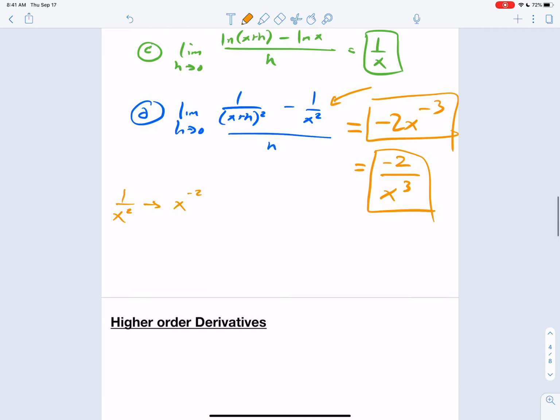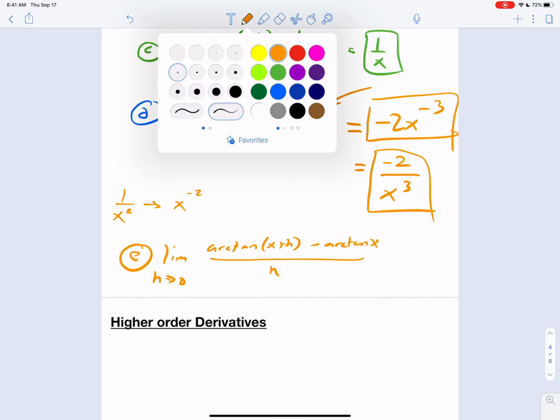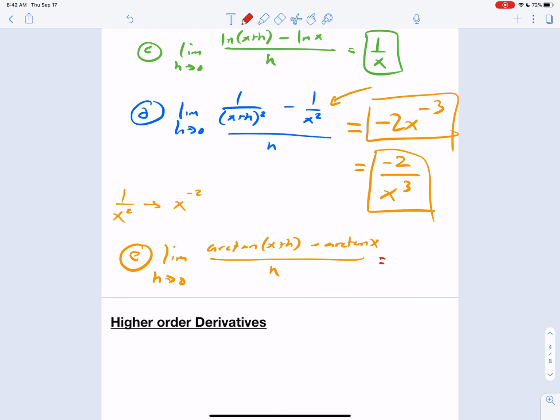Okay, here's one more before we move on to the next one. The limit as h approaches 0 of arctan of x plus h minus arctan of x, all over h. Go ahead and try that one. Now you might have had to look at your calculus notes, but what's the derivative of arctangent? It's just 1 over 1 plus x squared. It's one of those things that you just have to know. All right.